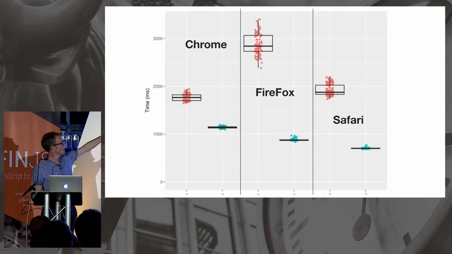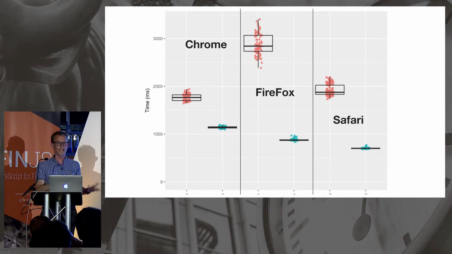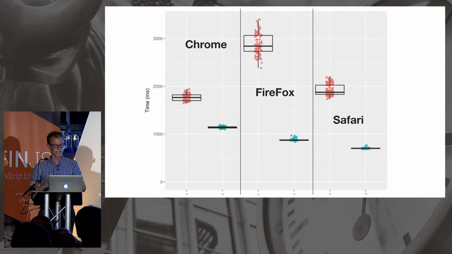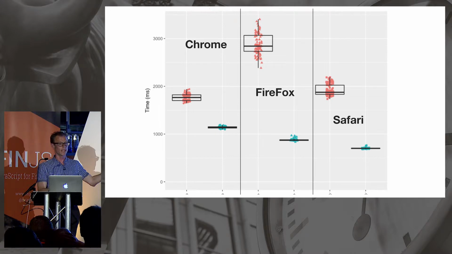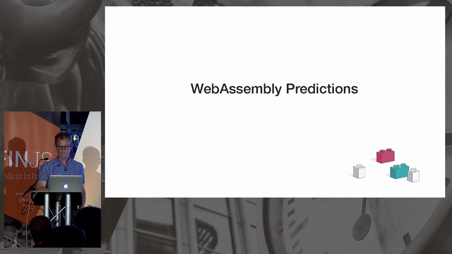What you see here is a spread of data points for JavaScript, and that relates to the unpredictable runtime performance as it goes through just-in-time compilation to various tiers. WebAssembly is much more predictable. So I think this is a great illustration of the performance gains that you can see by moving to WebAssembly.